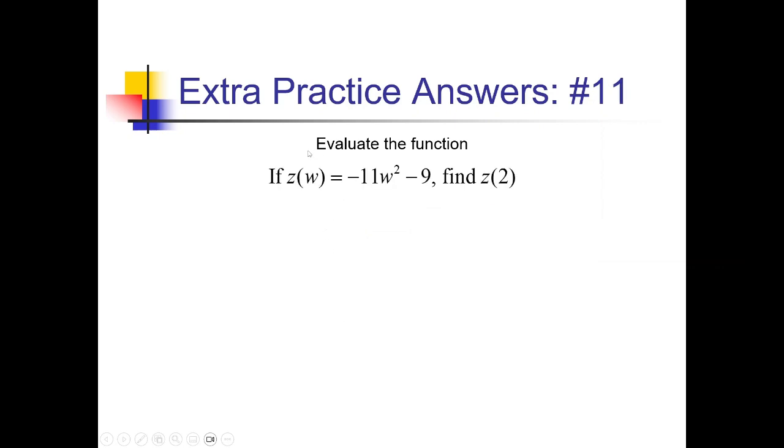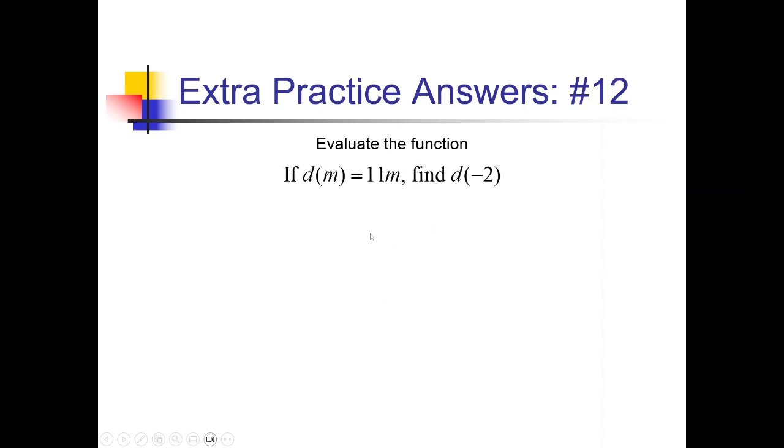For this next one, we have the z function, plugging 2 in for w in this one. So we have negative 11 times 2 squared minus 9. Let's follow PEMDAS, exponents before all this other stuff. 2 squared is 4. 4 times negative 11 is negative 44. And negative 44 minus 9 is negative 53.